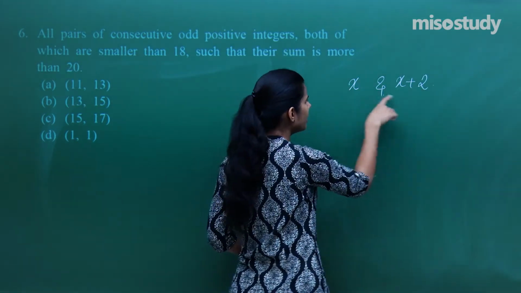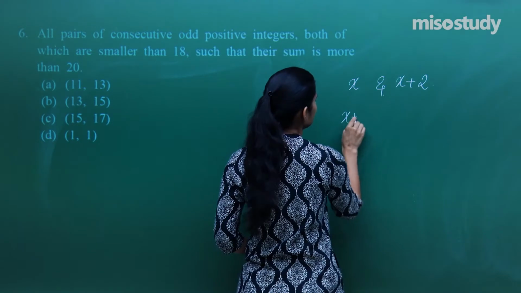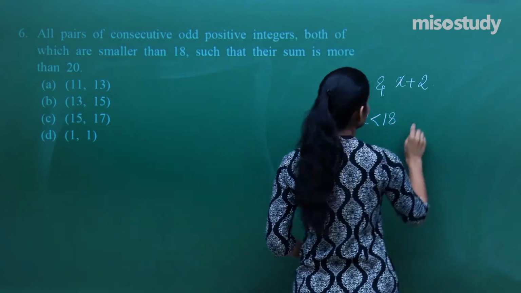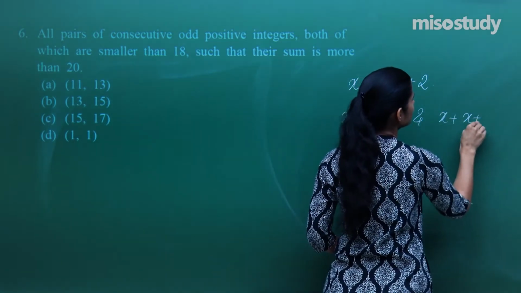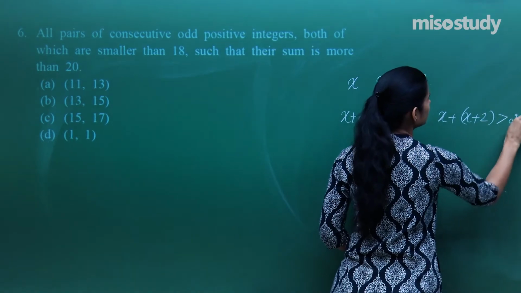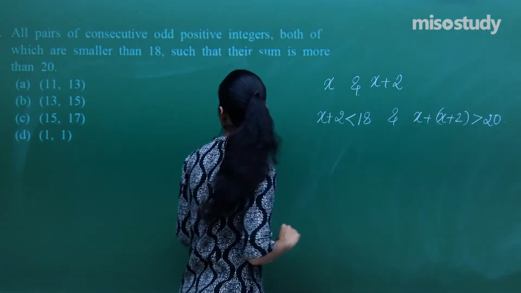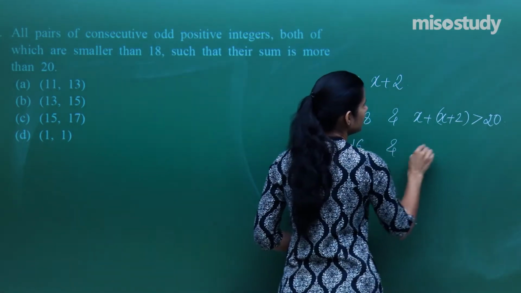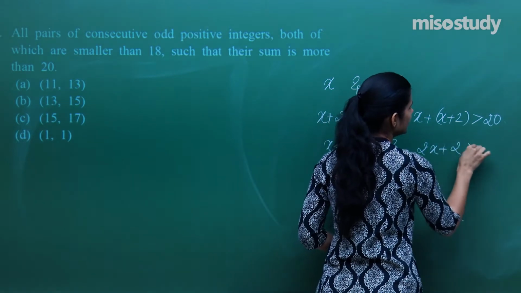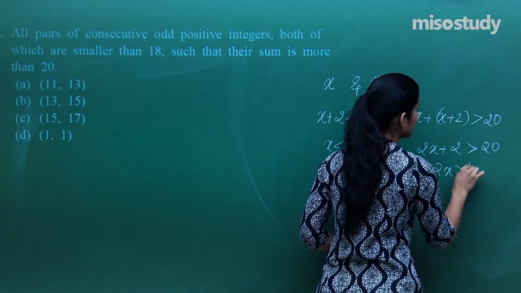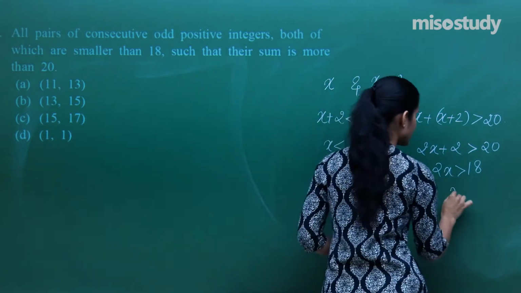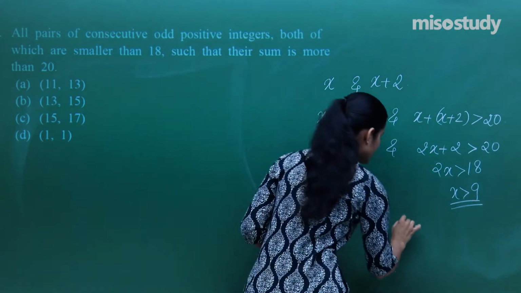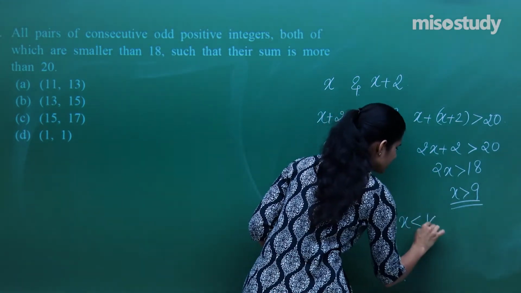It is given that both of them are less than 18. So in particular, x plus 2 is less than 18. And it is given that their sum is more than 20. x plus x plus 2 is greater than 20. It's smaller than 18 and the sum is greater than 20. So you get x is less than 18 minus 2, which is 16, and 2x plus 2 is greater than 20, that is 2x is greater than 20 minus 2, which is 18, so x is greater than 9. So you are getting x is greater than 9 and x is less than 16.